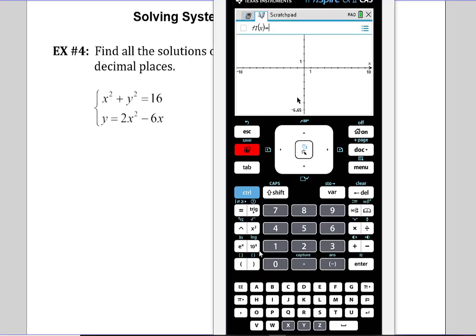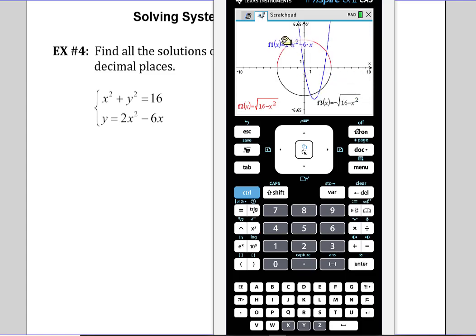So back to the graph, we have a parabola at 2x squared minus 6x. And then the circle, we need to solve for both square roots. So one is going to be the square root of 16 minus x squared. That's going to be the top half of the circle. And the other is going to be the negative square root of 16 minus x squared, which will give us the bottom half of the circle.